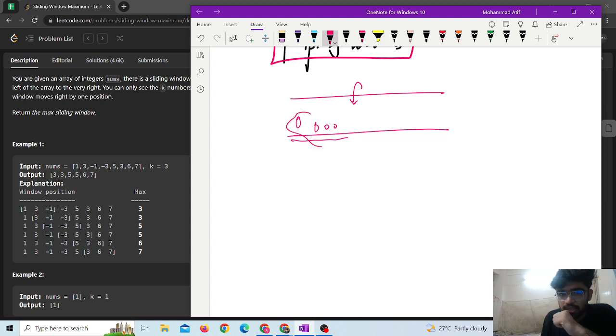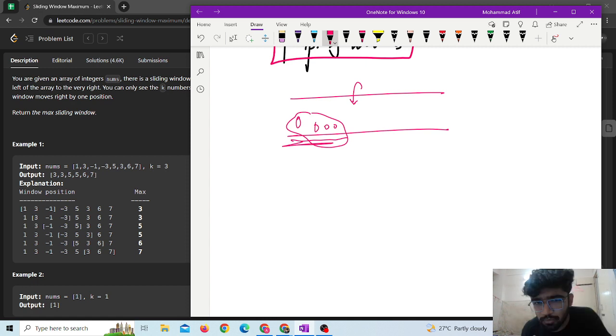do I actually need to keep these elements? Think of it. If I have found something greater than the previous ones, do I actually need to keep them? No, I am not supposed to keep those elements in the dq. So I will simply pop these elements out from the back of the dq. I will explain it with an example.